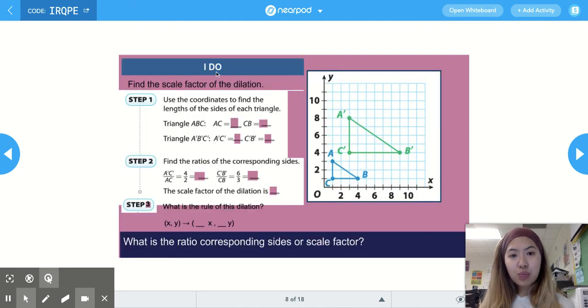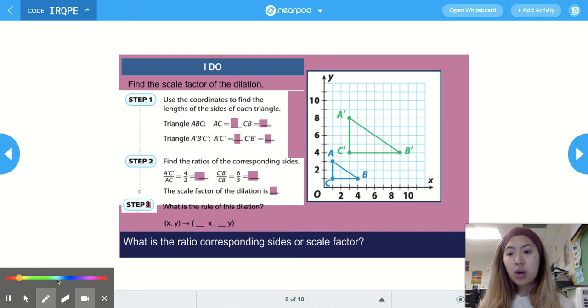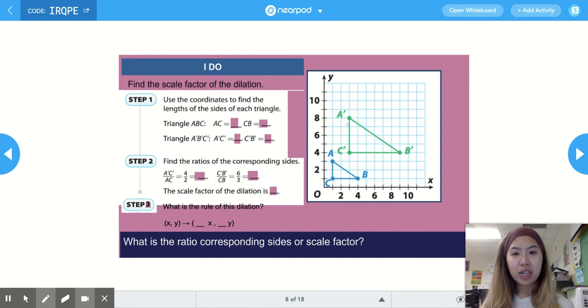So for this I Do problem, we're going to find the scale factor of the dilation. So we're going to use the coordinates to find the lengths of the sides of each triangle. We're going to do the second method that I introduced from that journal, where we're going to find the side lengths. So for A to C, that's 2. For C to B, that's 3.